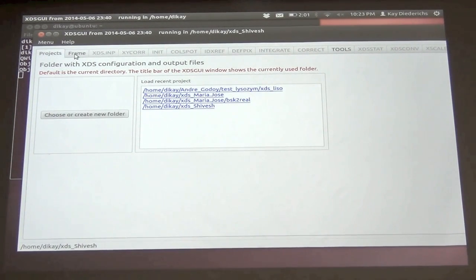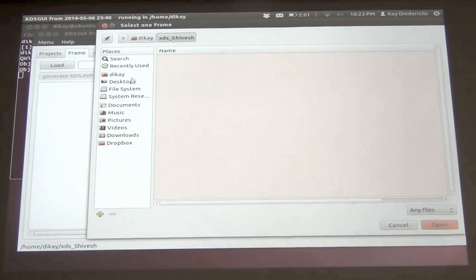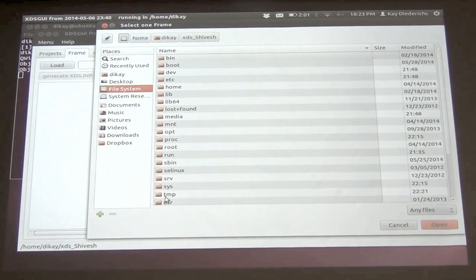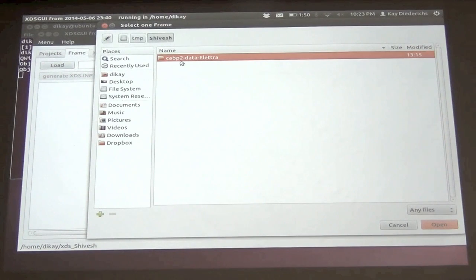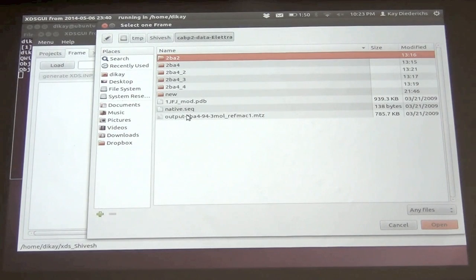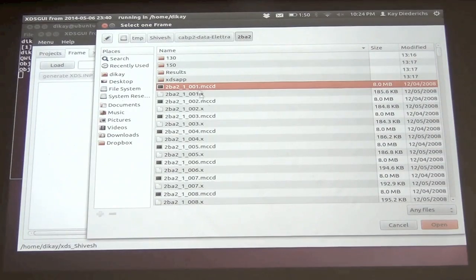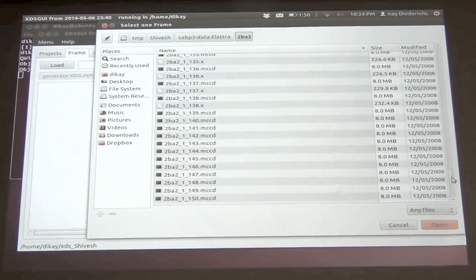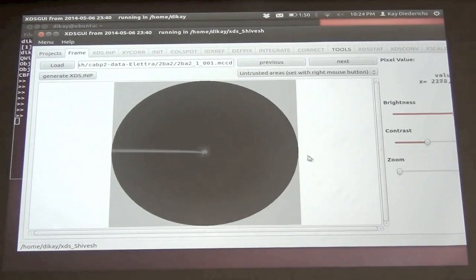Okay, so now let's see where your data are. I go to the frame tab, load, and now file system temp. As I said, I just copied the data there. Something here, CABP2 data. Oh, lots of data sets. Take any folder from first to file. Okay, so 8 megabyte files and 159 of them. Maybe we can deal with this.